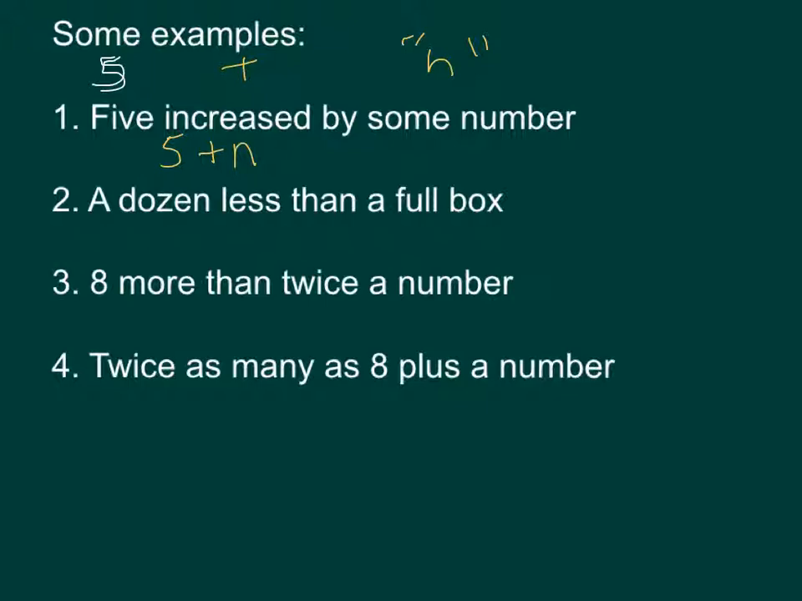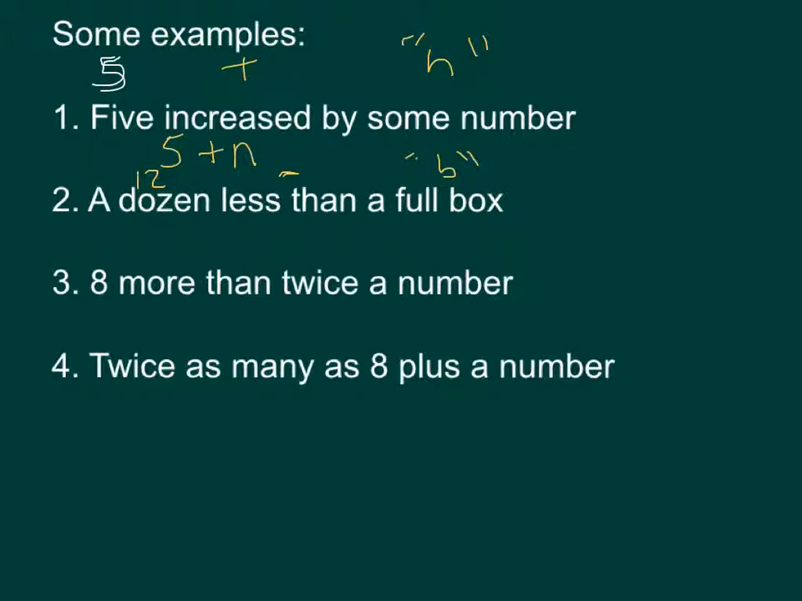A dozen less than a full box. Okay, so this one's a little tricky. We know a dozen is 12, so I'm going to go ahead and write 12 there. Less than indicates subtraction. As I said before, we have to be a little careful if we're going to put this in order or not. And then a full box, okay, for my variable, I guess I could write F, but I think I'm going to write B for box, okay?